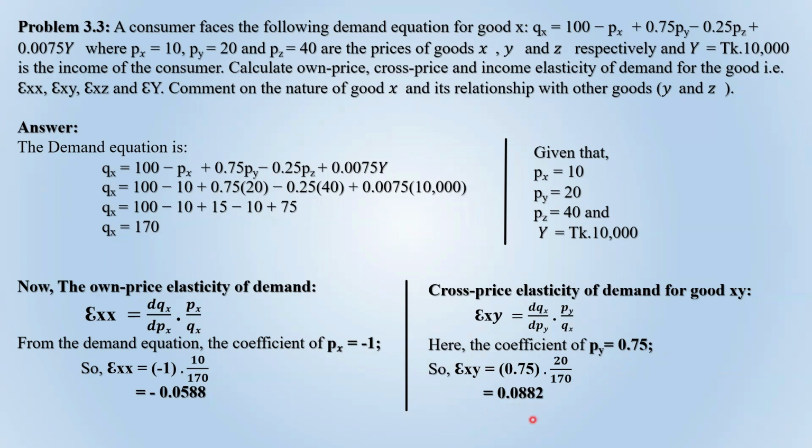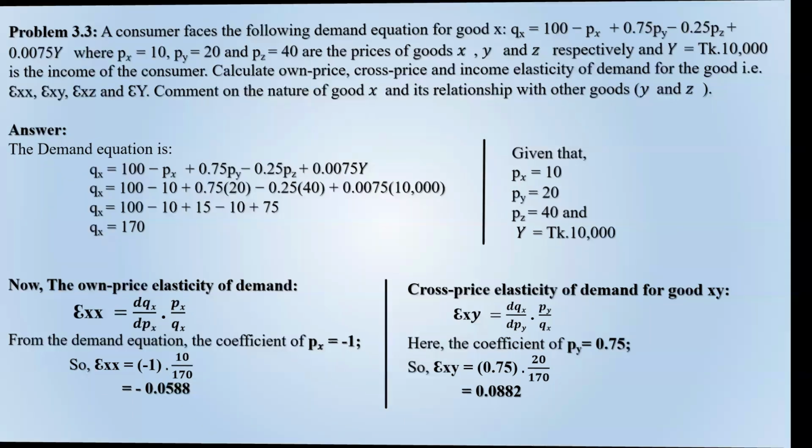So in cross price elasticity of demand, if epsilon is greater than 0, then two goods are substitute goods. And if epsilon is less than 0, then two goods are complementary goods. Here the epsilon is 0.0882, which is greater than 0. So the goods X and Y are substitute goods. Let's move to the next slide.